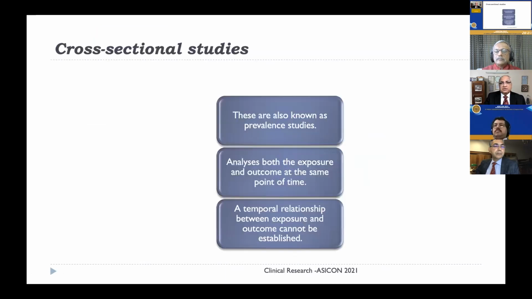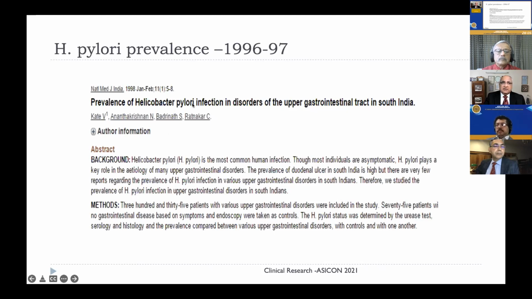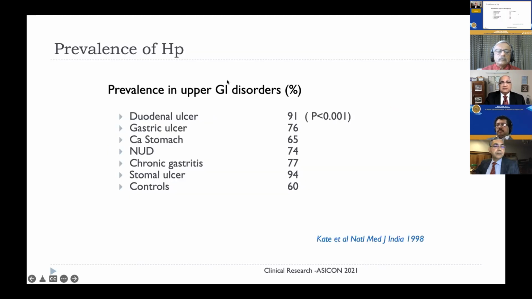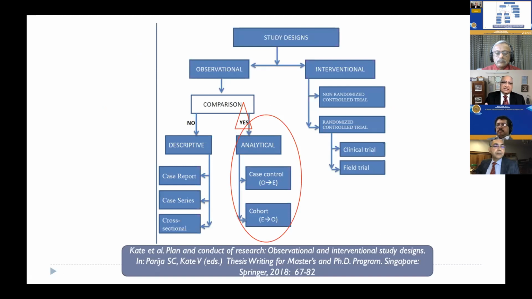The other type of study we see is called a prevalence study, or cross-sectional study. What is important here is that we see the exposure and outcome at the same time, although we might not be able to see a temporal relationship between the exposure and outcome. This is one of our earliest studies published from the country on the prevalence of H. pylori infection in upper GI disorders, and this is the information we got. You can see that duodenal ulcer is significantly more common in the control group. Although we have a control, ultimately it's a single group and there was not much analysis in this. When it comes to an analytical study, a comparative group is there.